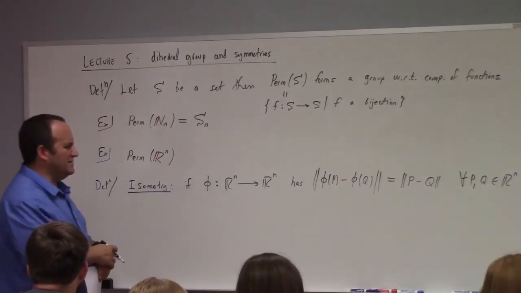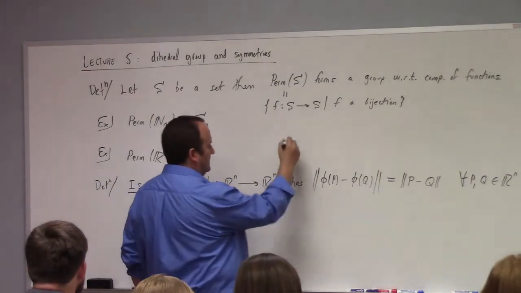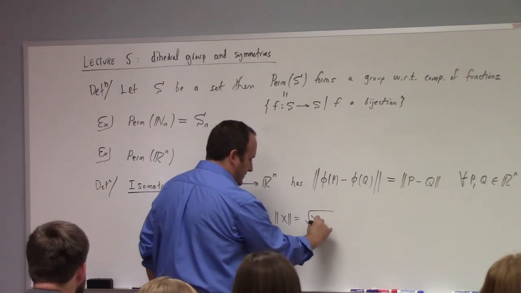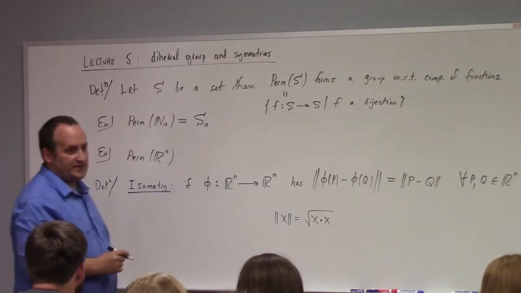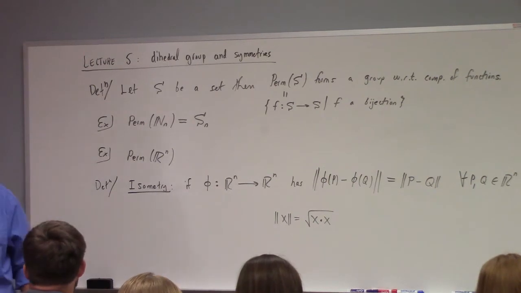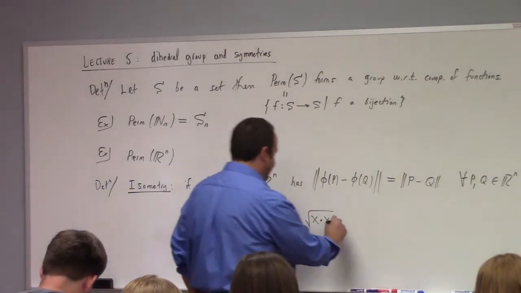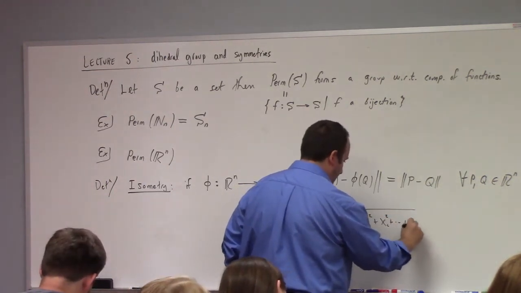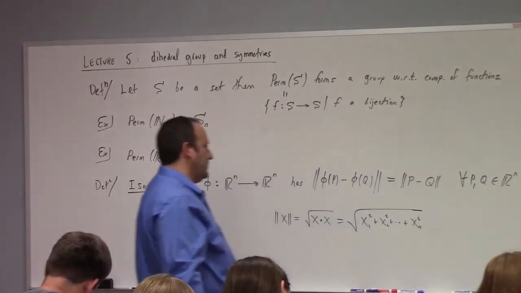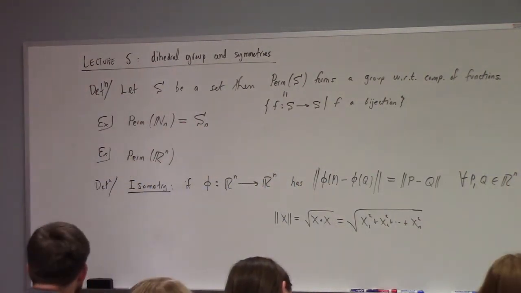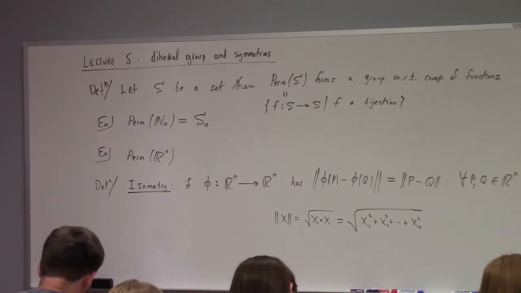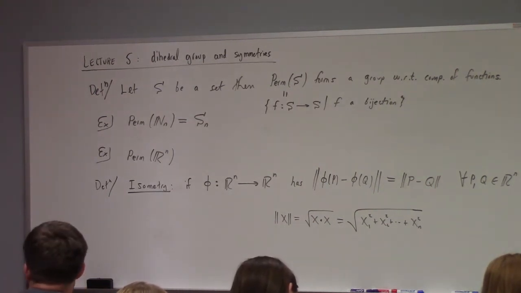How do we define length in Rn? What does this double bar mean? Just a reminder, double bar x is equal to the square root of x dot x, right? It's a dot product of the vector with itself. This is the square root of the sum of the squares of the components. So the formula above can also be read as the distance from p to q is equal to the distance from phi of p to phi of q. It's a distance. An isometry preserves the distance between points as measured by the usual Euclidean distance function. All right, that's what an isometry is.